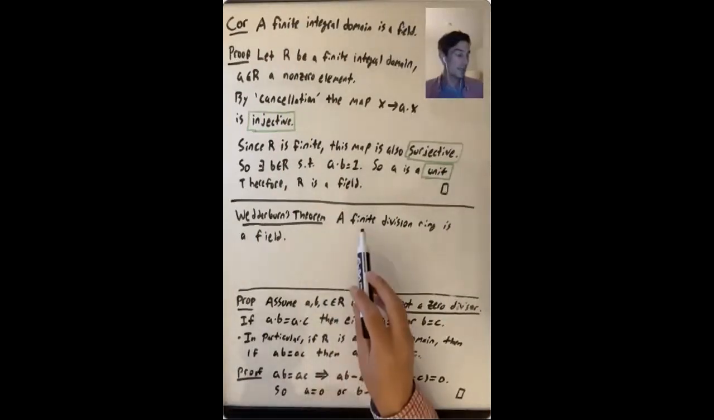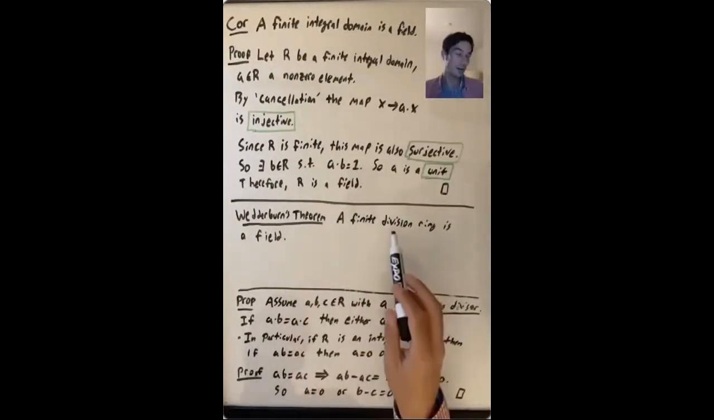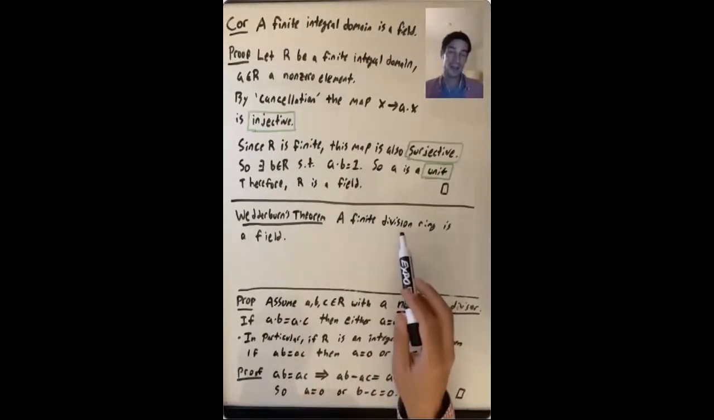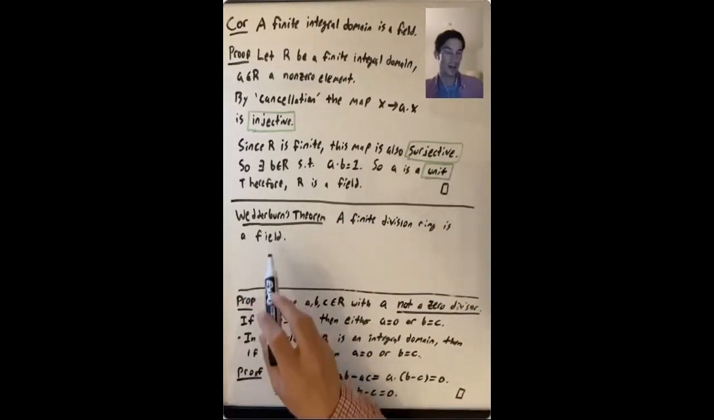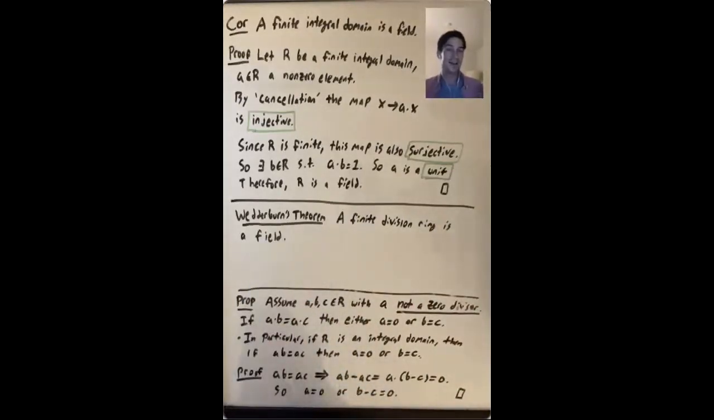So what this is saying is a finite division ring is a field. Remember, a division ring is a ring, not necessarily commutative, that has an identity 1 not equal to 0, and every non-zero element has a multiplicative inverse. So if you're a finite division ring, commutativity follows automatically, but the argument is not easy.